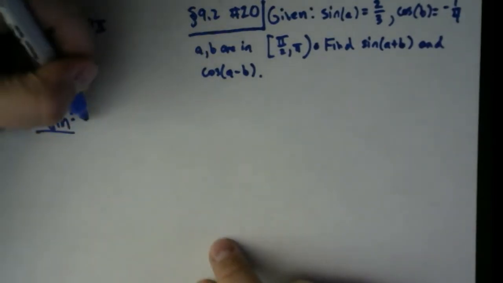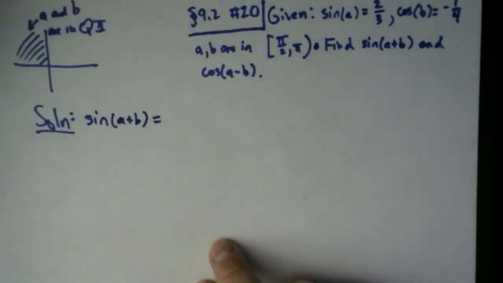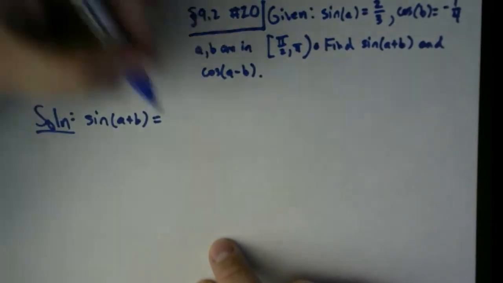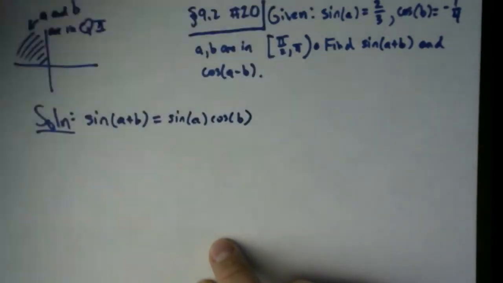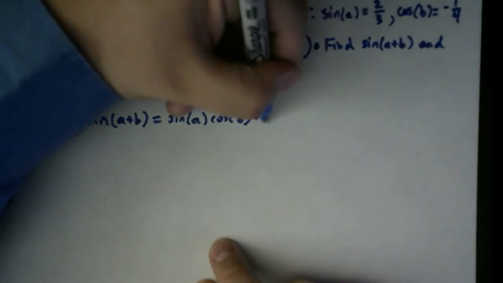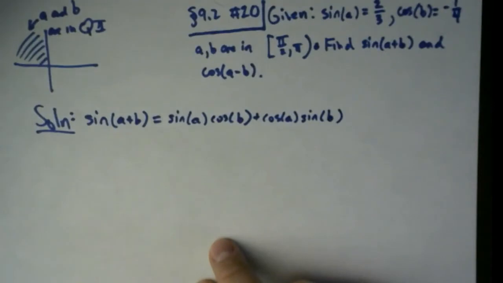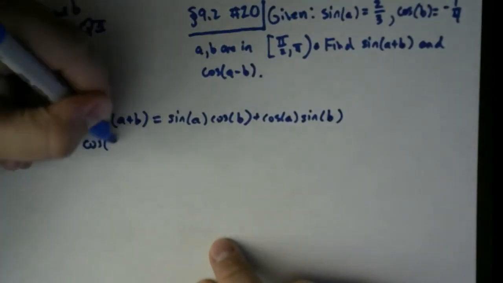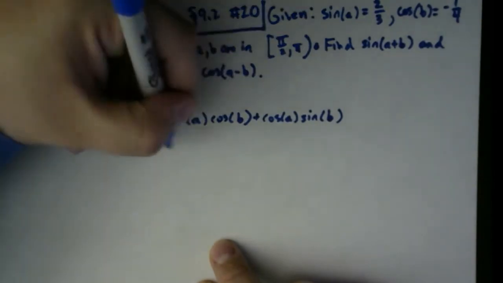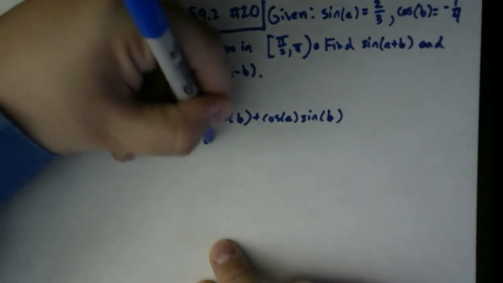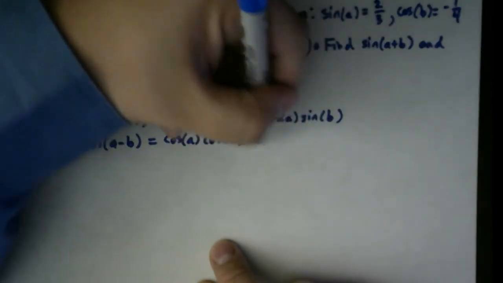And we will now calculate sine of A plus B. This is going to be sine A cosine B plus cosine A sine B. And similarly, cosine of A minus B is cosine A cosine B plus sine A sine B.